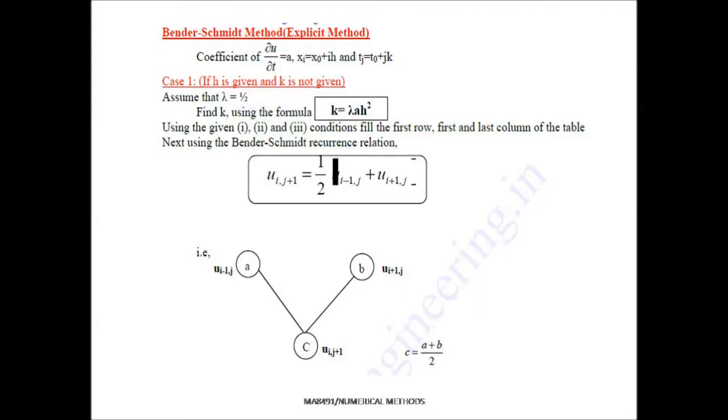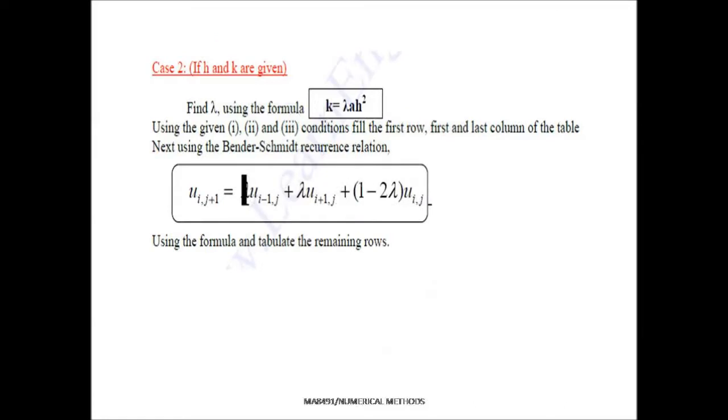Now let's see our second case. The second case is if both h and k are given. Now we are going to find lambda using the formula k = λ a h², that is, λ = k / (a h²). Simply by substituting the values, you can find your value of lambda. Now using your conditions 1, 2 and 3, you do the same by filling the first row, first column and the last column of the table.